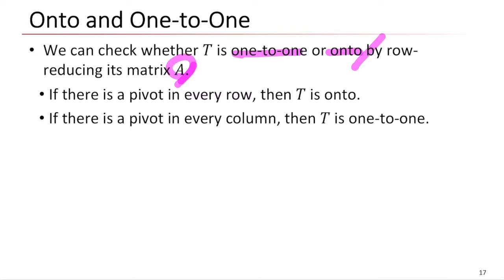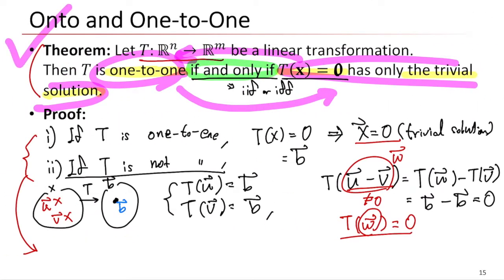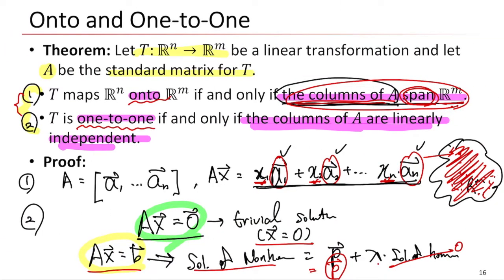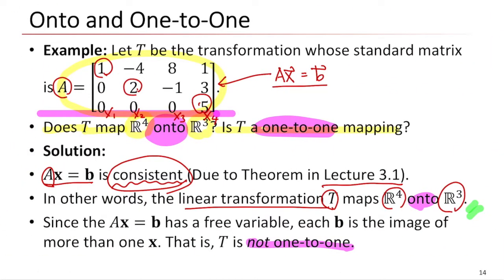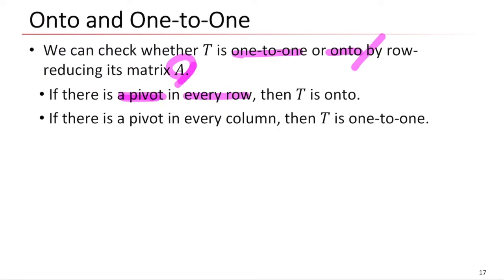After row reducing the matrix A, if there is a pivot position in every row, then in this case Ax equals b is consistent, so we can say that this transformation is onto. So if there are pivots in every row, we can say that this transformation is onto.